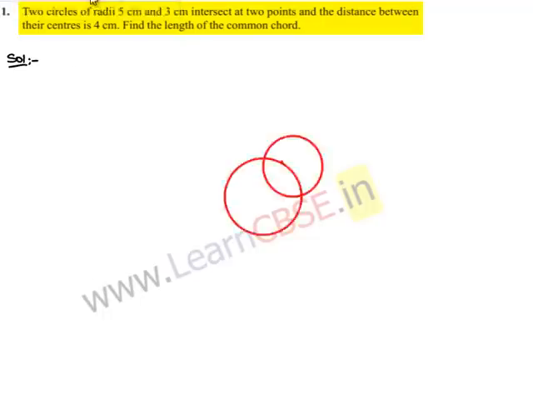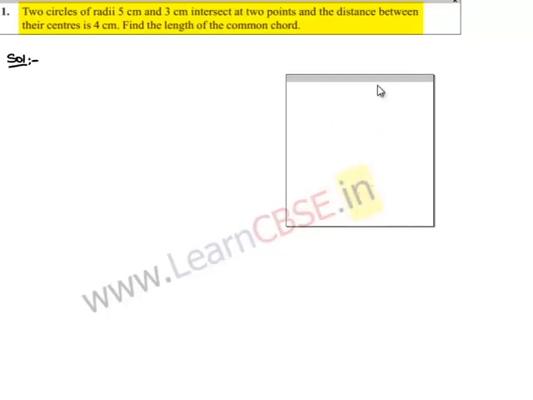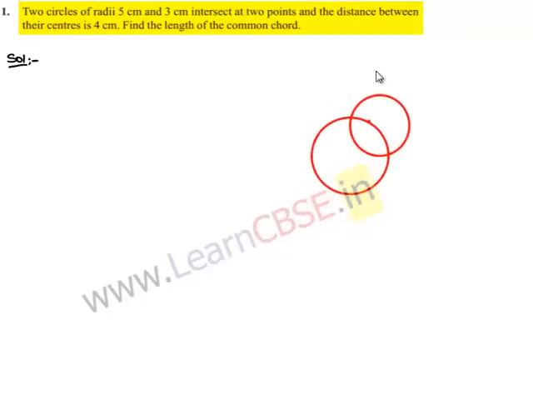Let us consider two circles intersecting at 2 points, as shown in the figure. Let those points be A and B. Let the centers of the circles be O and O dash. Here the distance between their centers is given, that is OO dash is equal to 4 centimeters.